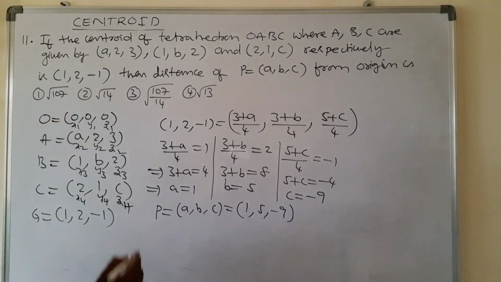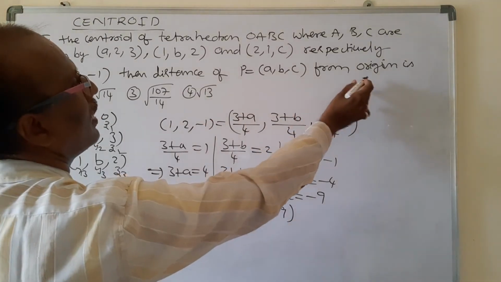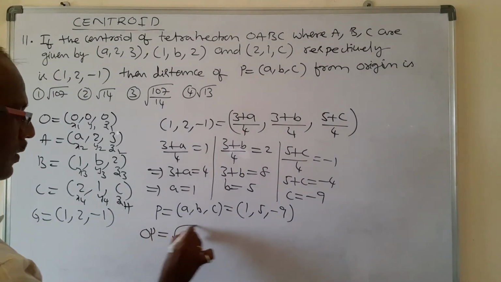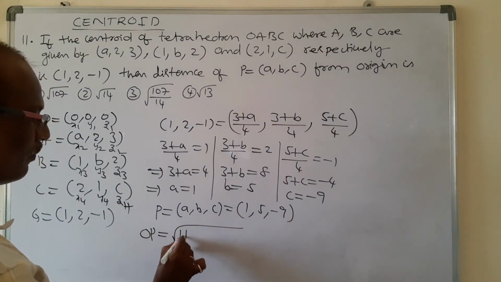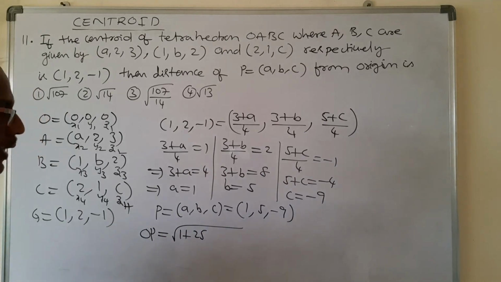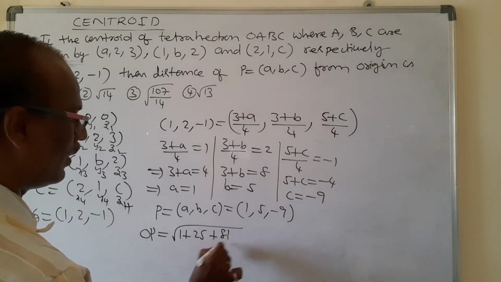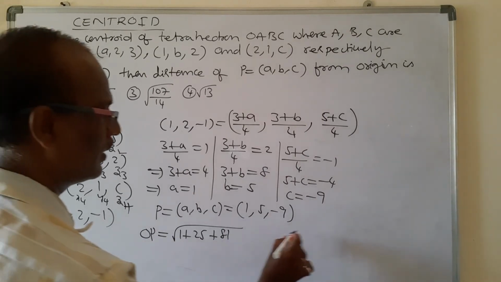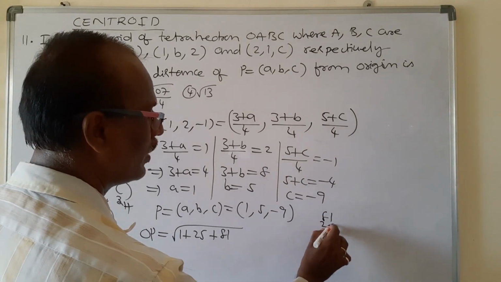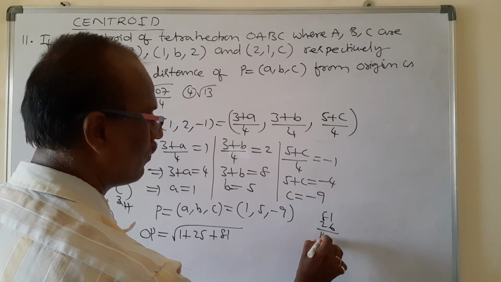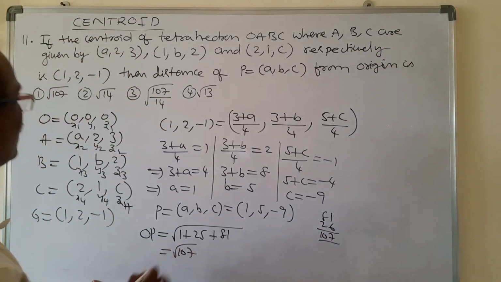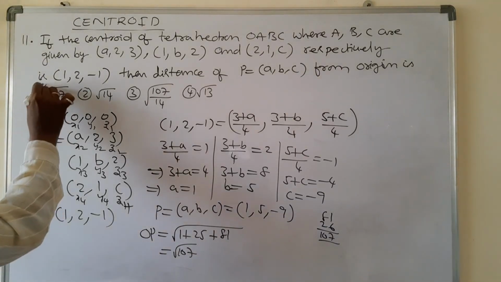To find the distance between the origin and P, OP: 1 squared is 1, 5 squared is 25, 9 squared is 81. 25 plus 1 is 26, 81 plus 26 is 107. The distance is root 107. The first option is correct.